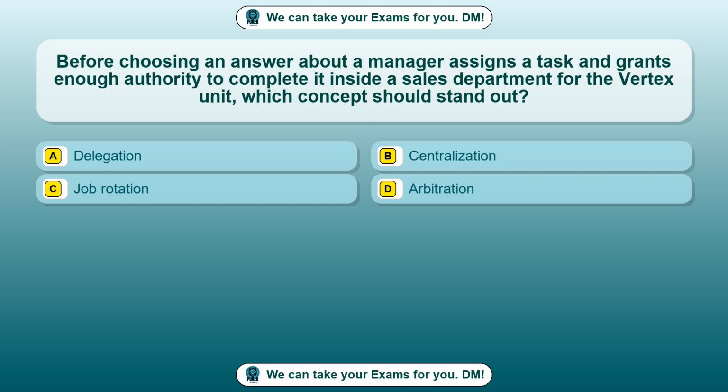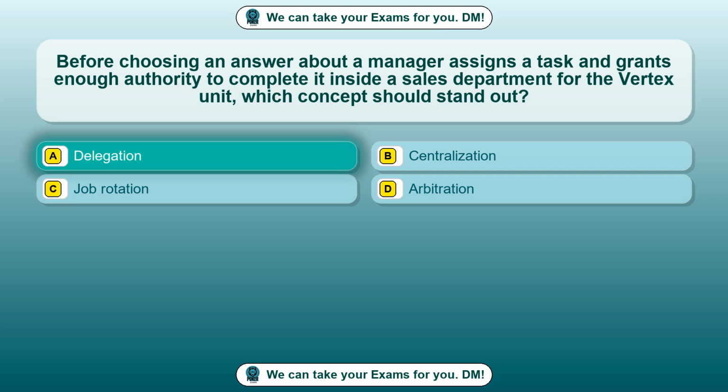Question 4. Before choosing an answer about a manager who assigns a task and grants enough authority to complete it inside a sales department for the Vertex unit, which concept should stand out? Option A. Delegation. Option B. Centralization. Option C. Job rotation. Option D. Arbitration. The correct answer is option A.